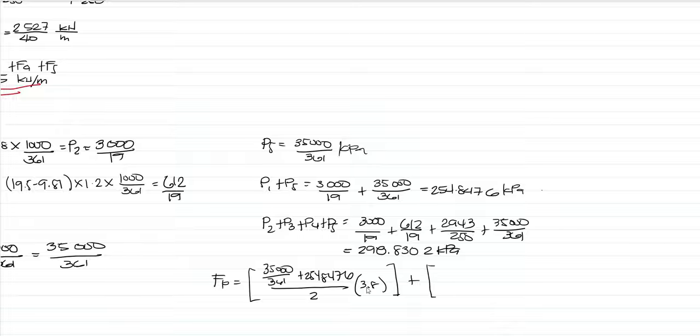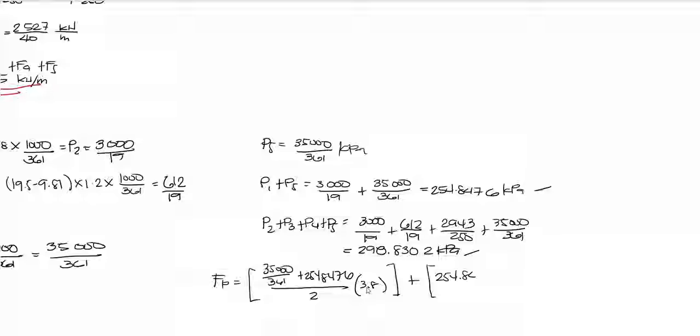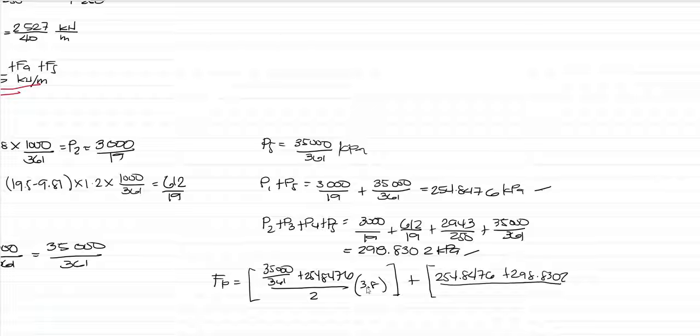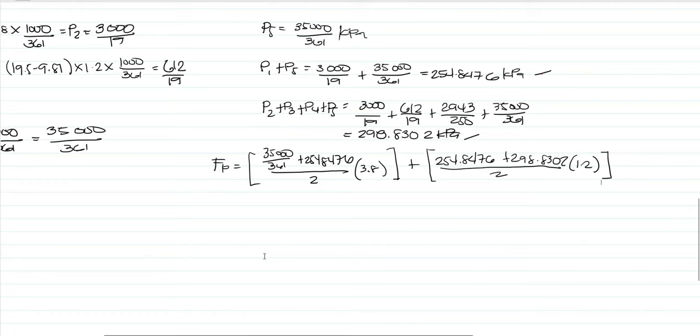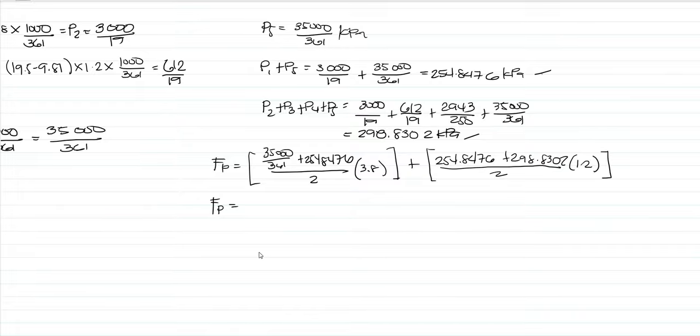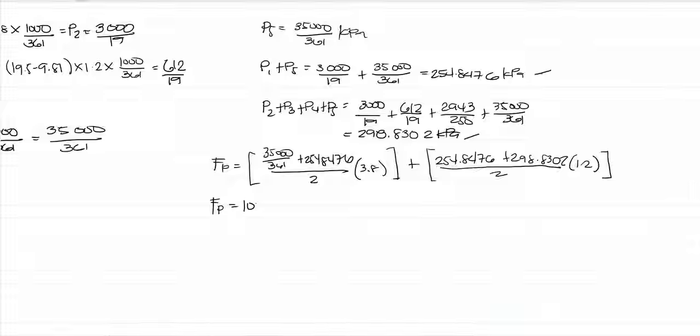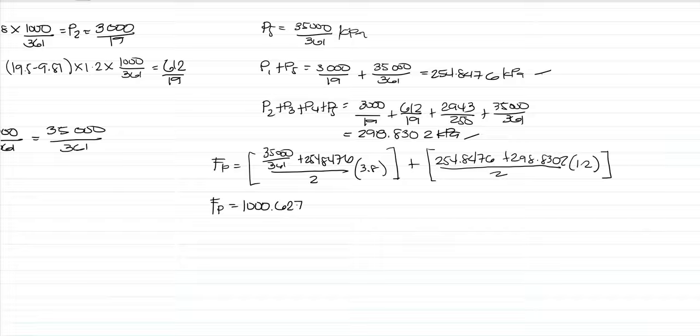Plus, yung second trapezoid natin, add natin tong dalawa. So, that is 254.8476 plus 298.8302 divided by 2 times 1.2. So, ito ngayon yung second trapezoid. So, our passive earth force coming from the areas of the two trapezoids will be equivalent to a value of 1,000.6276. So, this is in kilonewton per meter. Ito ngayon yung corresponding natin na passive earth force.